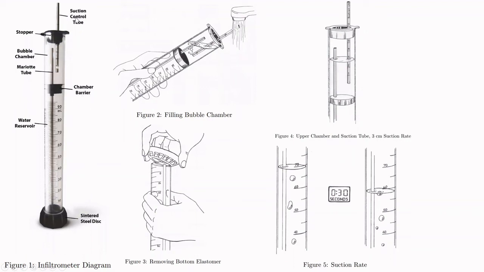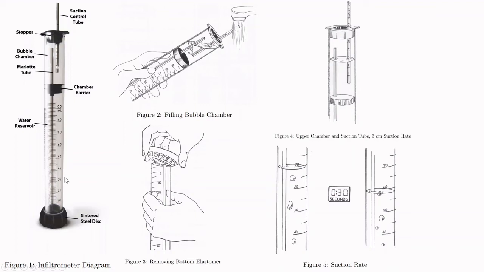And then you have a suction control tube, which is graduated, which basically means it has a reading in centimeters. And you also have this graduated measurement on the water reservoir bottom part. You can see it can go up to 100 milliliters. At the bottom you have a sinter steel disc. The sinter steel disc is actually perforated, so it is a porous disc. This porous steel disc is put on top of the soil.